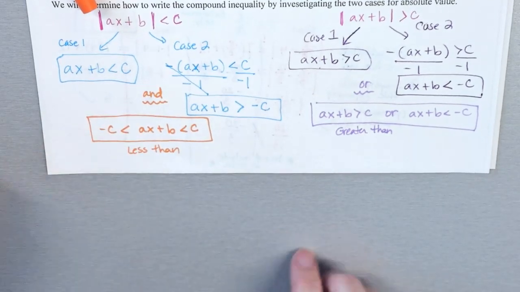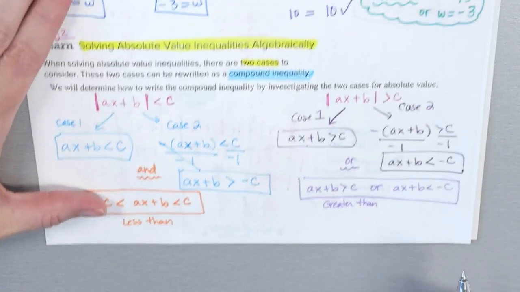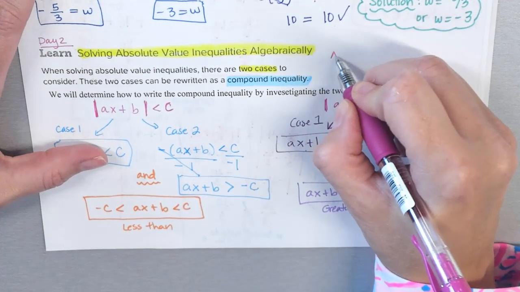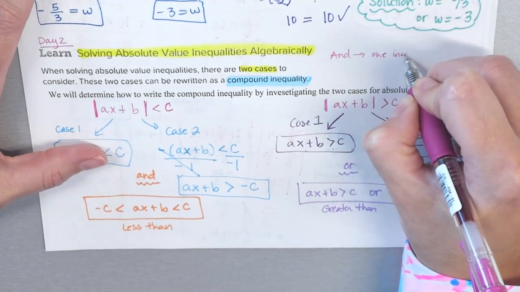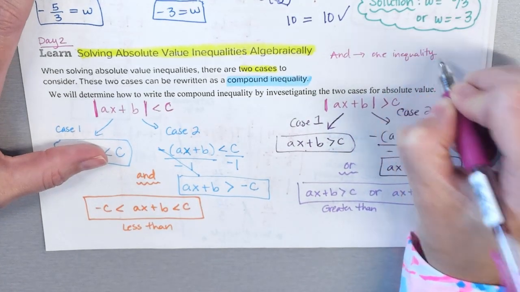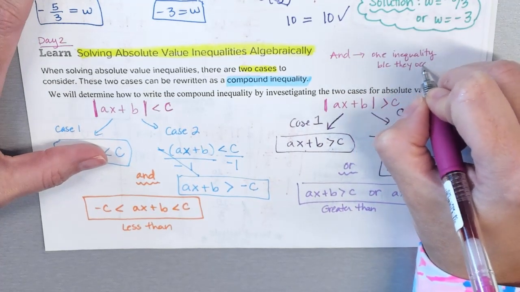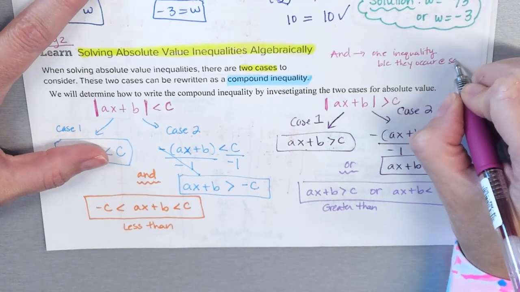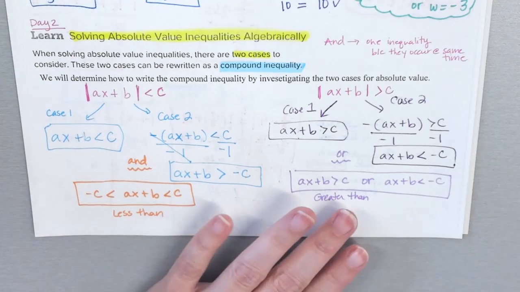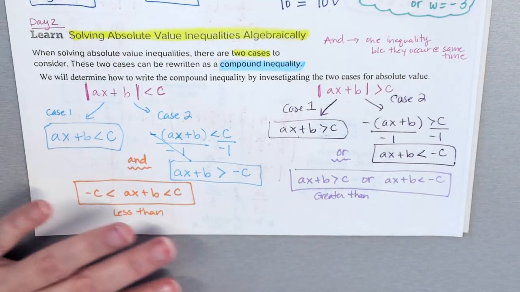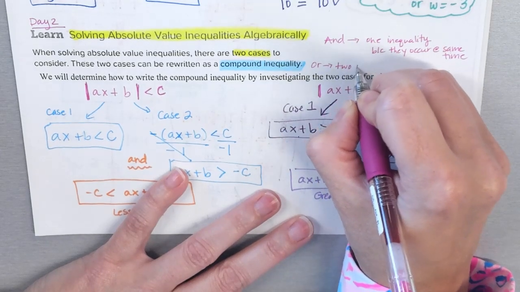So with your and/or cases, know that the and is one inequality, because they occur at the same time. And then or is going to be two inequalities.